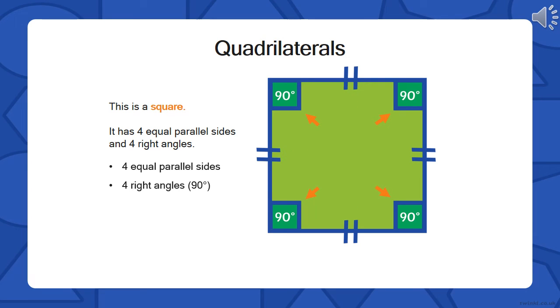So last week we started to look at quadrilaterals, and we know that the interior angles of a quadrilateral have to equal 360 degrees. Now this is a square that has 4 equal parallel sides and 4 right angles. That equals 360 degrees.